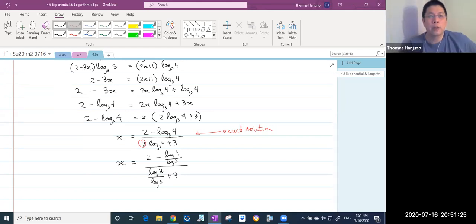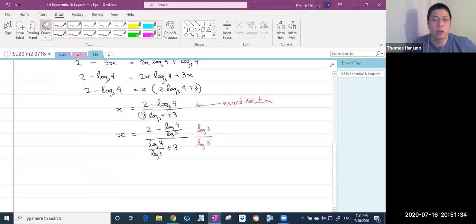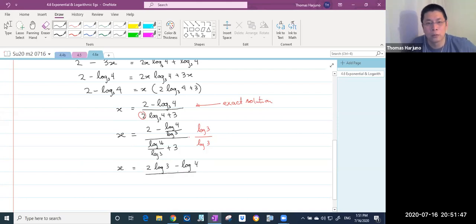And then I will multiply the top and the bottom by the LCD, log 3, so that I can polish that, make it look nicer, right? So I get x equals 2 log 3 minus log 4 over log 16 plus 3 log 3. Now from here you can use a calculator.